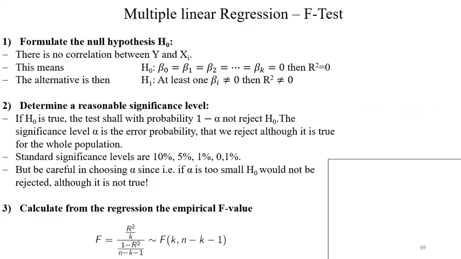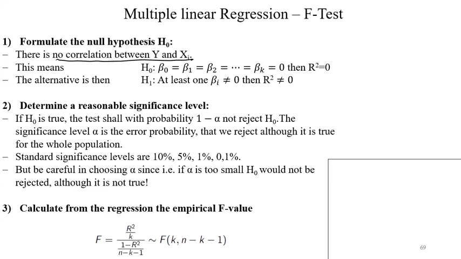So then how would our F-test look like? Well, we are formulating our null hypothesis. And our null hypothesis is just that we assume, although maybe the outcome of our survey data says there is some dependence, that we just assume, well, there is no correlation.